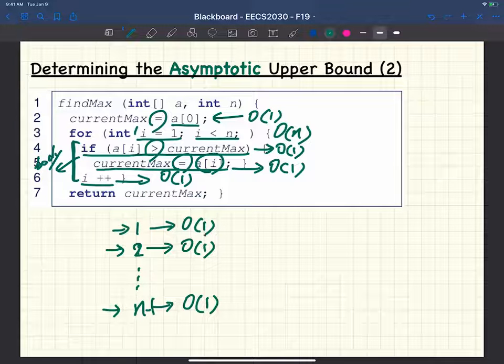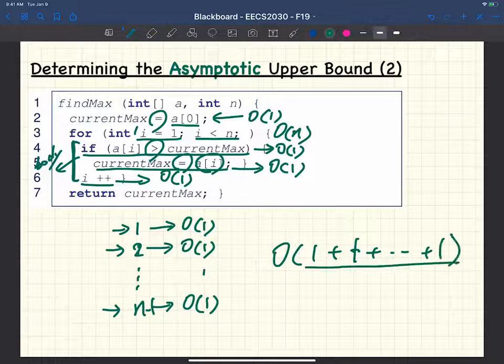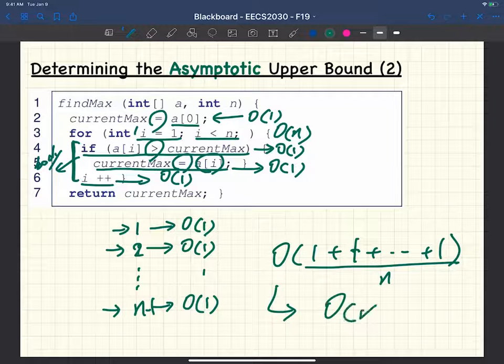If you add them up together, big O of 1 plus all the way to 1. How many 1s do we have? Roughly n. Big O of n. It's a different way of deriving the running time. It's not really being informal. I'm just saying we don't really worry so much about the precise number of primitive operations.